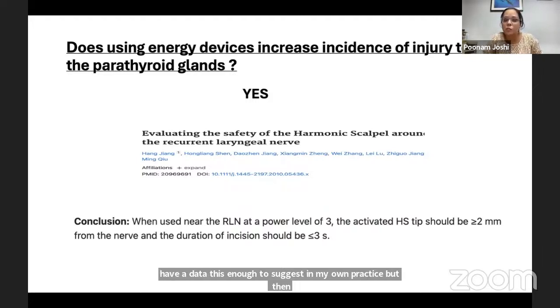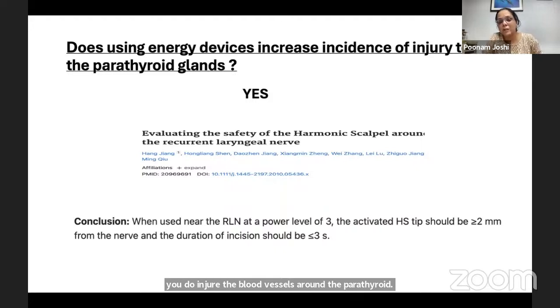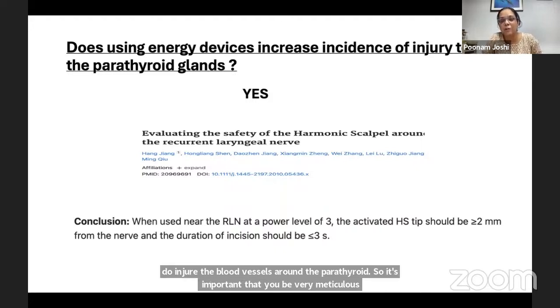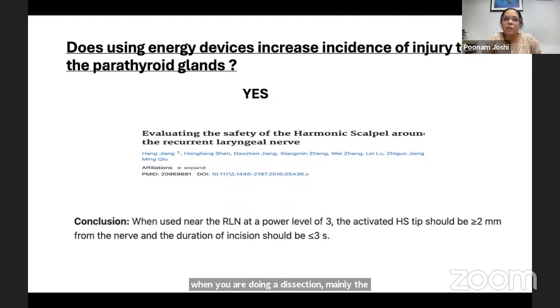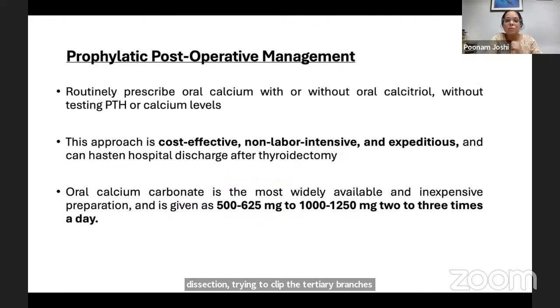So it's important that you be very meticulous when you are doing a dissection, mainly the subcapsular dissection, trying to clip the tertiary branches, and then bipolarizing them very carefully.